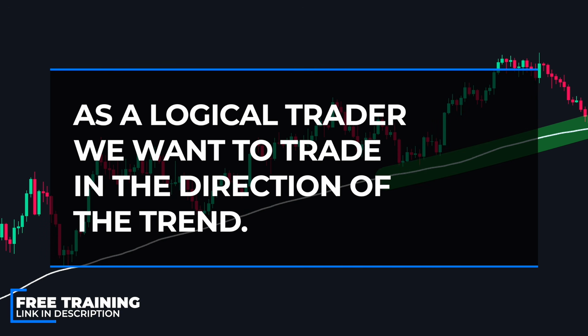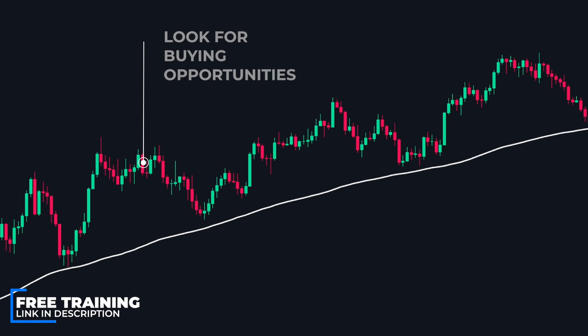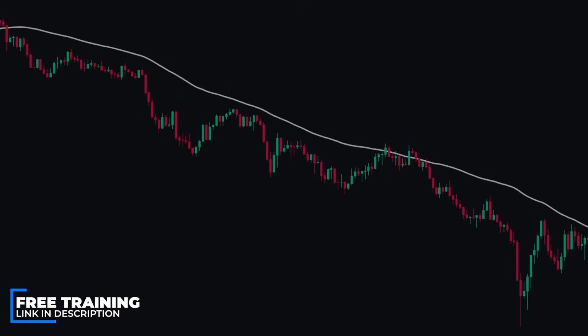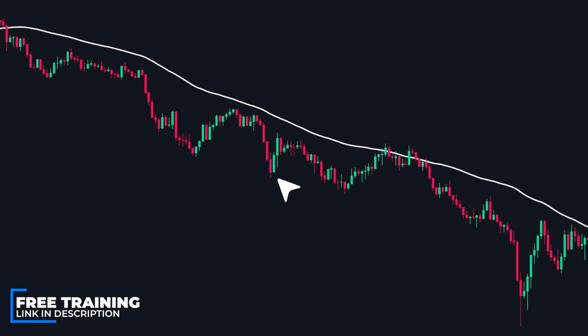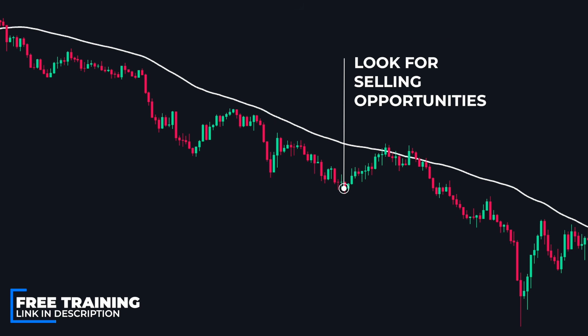As a logical trader, we want to trade in the direction of the trend. Therefore, we should be looking out for buy opportunities in this scenario. On the other hand, if the price is below the moving average and has stayed below it for some time, then the price can be considered to be in a downtrend. We should look for selling opportunities in this case.